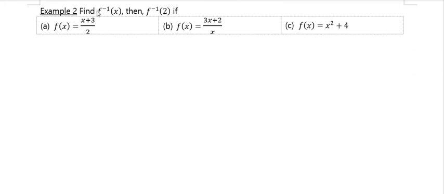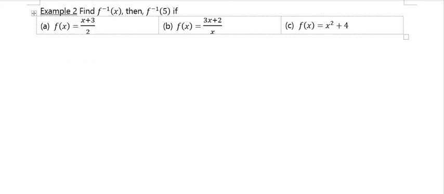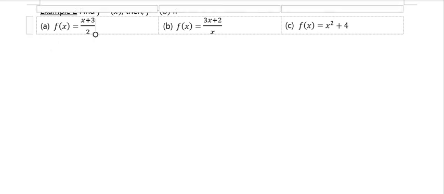For each of these, find f inverse of x and then f inverse of negative 2. Just a little bit of correction. I will replace this with f inverse of 5. Okay, let's proceed to this one. Now you have to use the same idea you have learned before, which is f of x becomes y. f of x equals y.